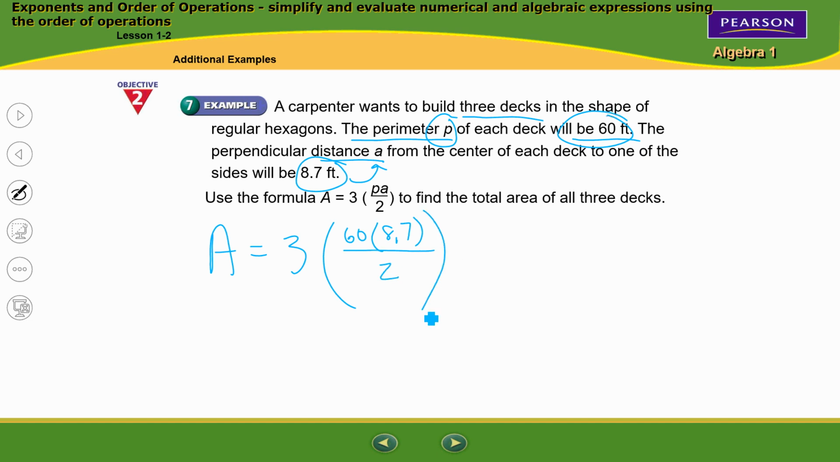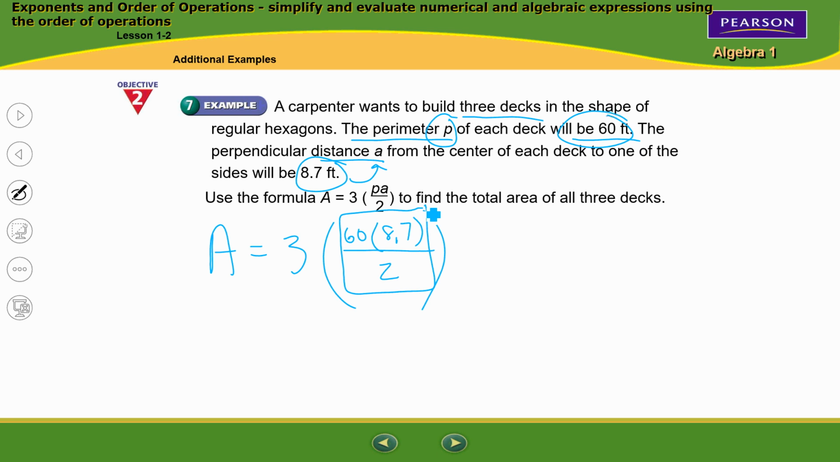I'm just finishing up the formula. So what do I have? I have parentheses, I have multiplication, I have division, right? So inside the parentheses, I'm going to start. When you see a fraction like this, you have to start either in the numerator or the denominator. You have to finish it up. So we're going to start at the top, 60 times 8.7.